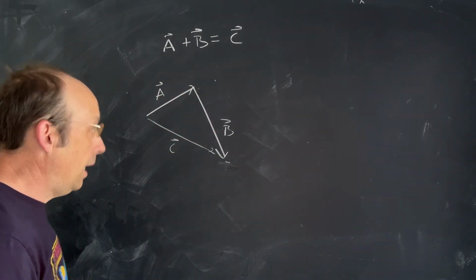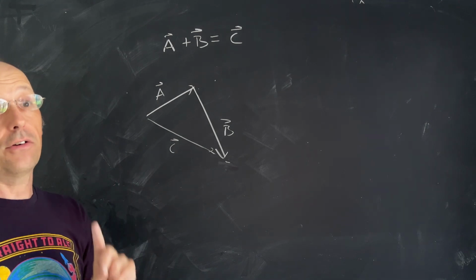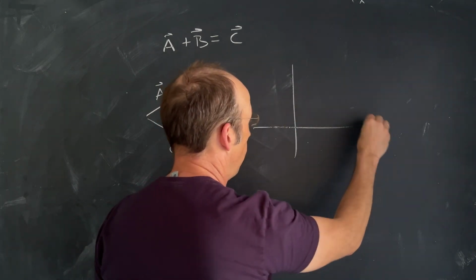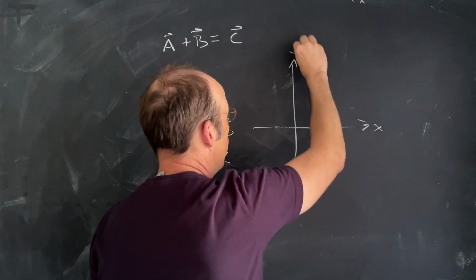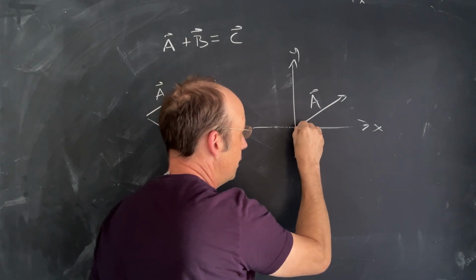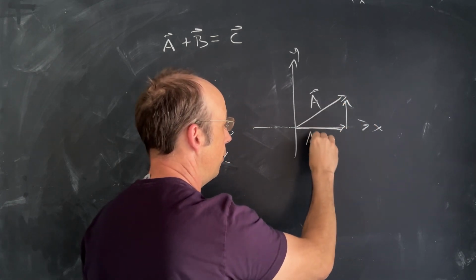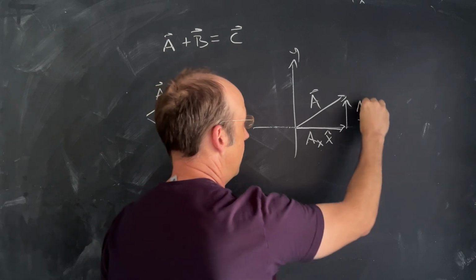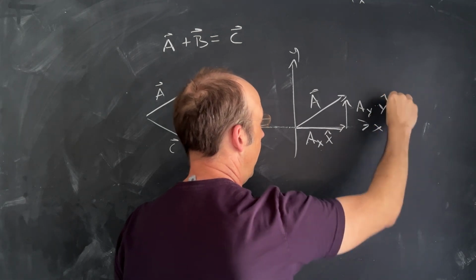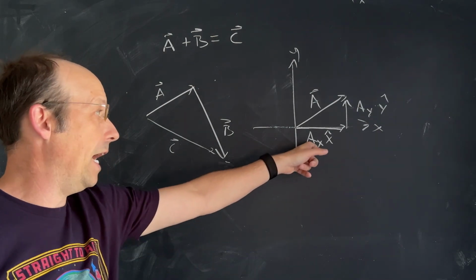Well, here's the trick. Any vector, I can break into a sum of a vector in the x direction and a vector in the y direction. So I can take that vector A, and I can put it in my coordinate system here, x, y, and here's my vector A. This is a sum of vectors going that way plus that way. And I can call this AX, x hat, AY, y hat.